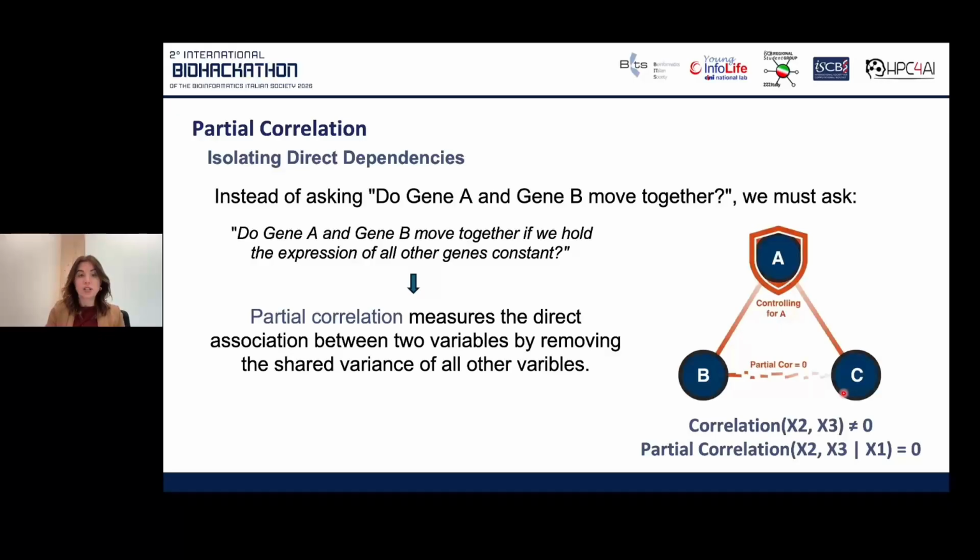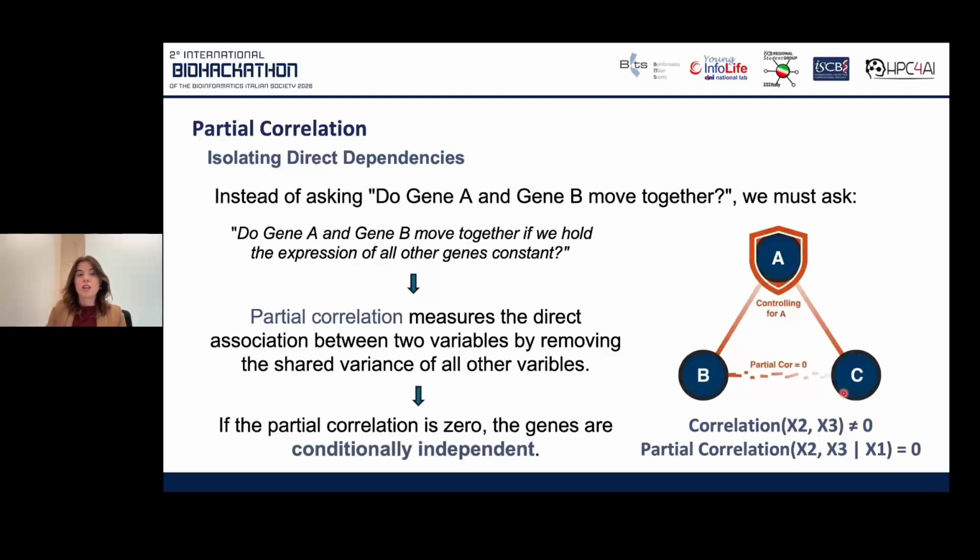Partial correlation measures the direct association between two variables just by removing the shared variance of all the other genes. So if we find that partial correlation is zero, then we can be sure that the two genes are conditionally independent.